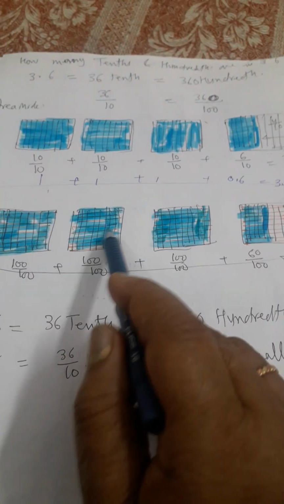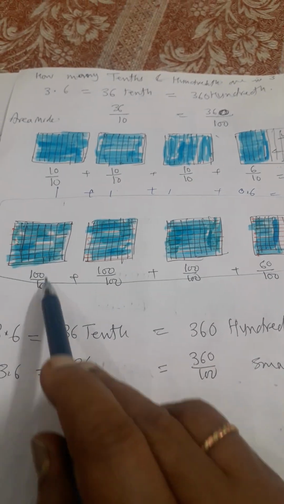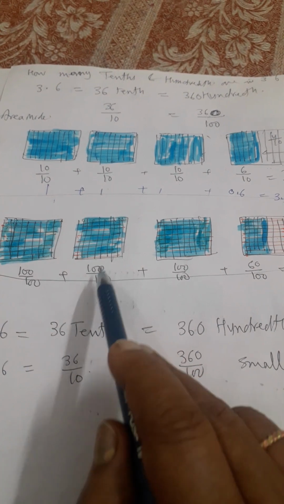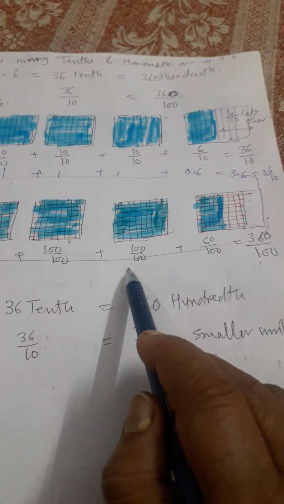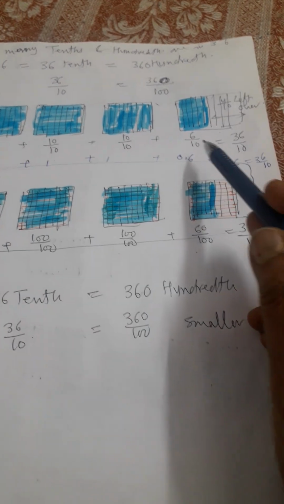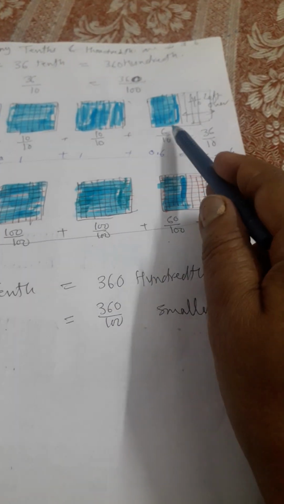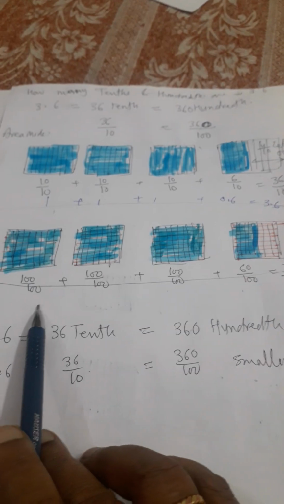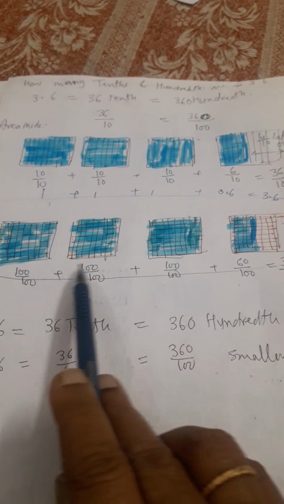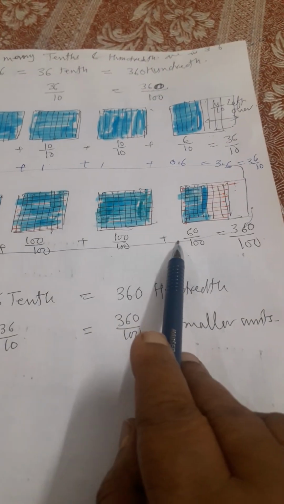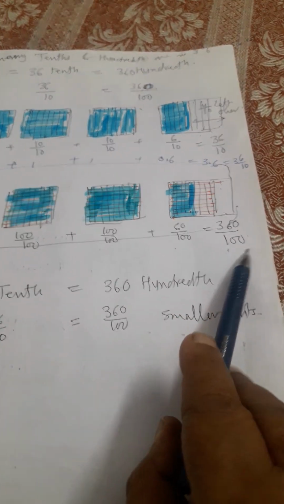When we are doing a cross like this, then it will become hundredths. So this is 100, 100, this is 100, 100, and this is 100, 100, and this is 60 hundredths. Earlier it was 6/10. Now we multiply by 10 here, 10 here, so it will be 60 hundredths. So count, add them together: 100 plus 100 is 200, plus 100 is 300, total 300 plus 60, 360 hundredths.